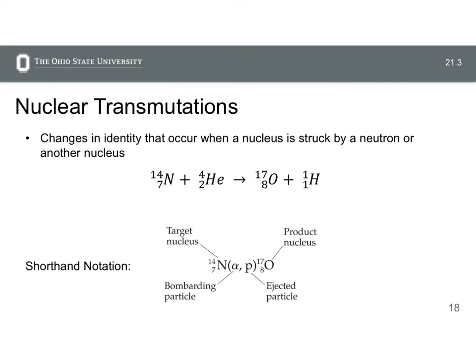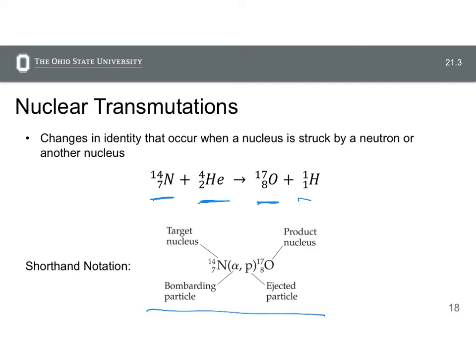So let's talk here briefly about some conventions for writing nuclear transmutations or nuclear decays. This sort of shorthand way of writing these is a little bit more convenient than writing out the full reactions. So if we look at the changes that occur when a nucleus such as nitrogen-14 is bombarded with a particle such as the alpha particle, that will form oxygen-17 and a proton. We can write that in shorthand.